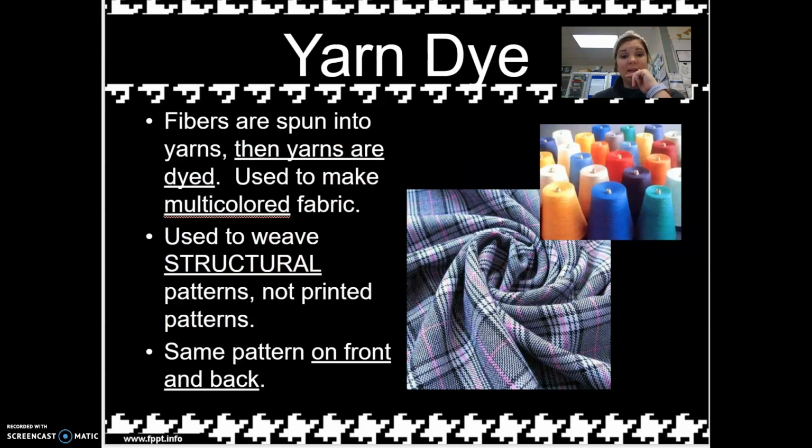Then we have yarn dye, and this is where fibers are spun into yarns, then the yarns are dyed, used to make multicolor fabrics. They're used to weave structural patterns, not printed patterns. And then it's typically the same pattern on the front as it is in the back. And that is my example here. So if I fold it in half, you can't really tell a difference between the front and the back because the fibers were spun and then dyed.